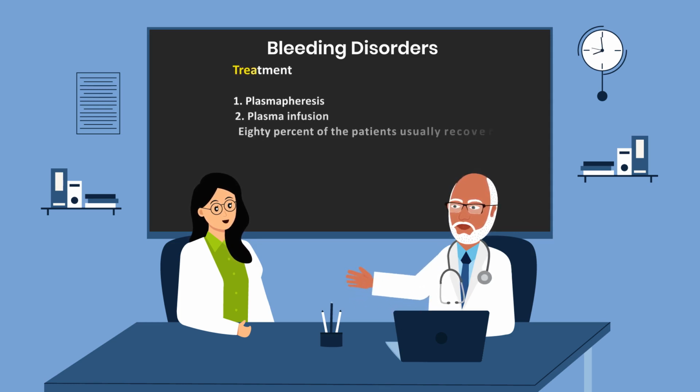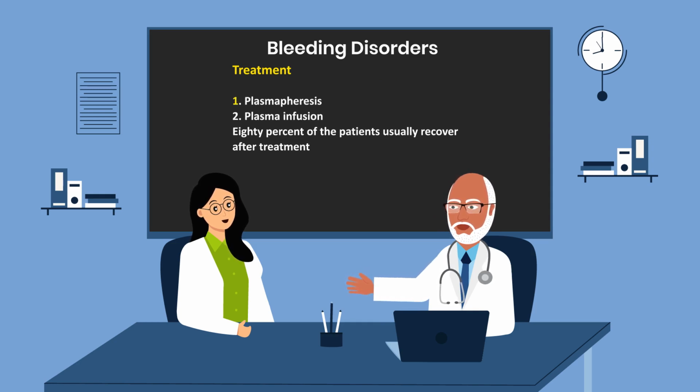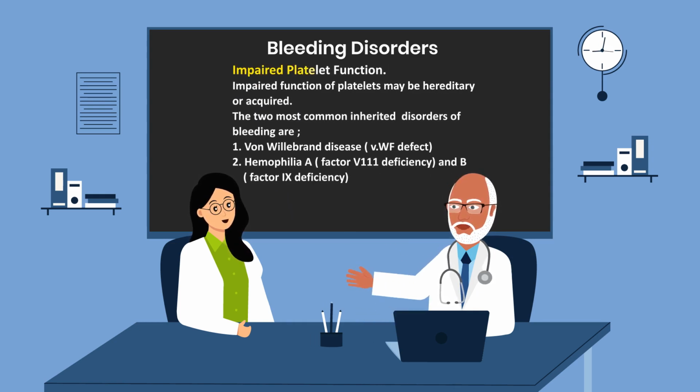The treatment of thrombotic thrombocytopenic purpura would include plasmapheresis and plasma infusion. 80% of the patients usually recover after treatment. Let's talk about impaired platelet function. Impaired function of platelets may be hereditary or acquired.